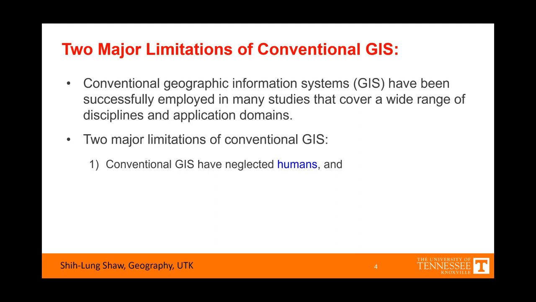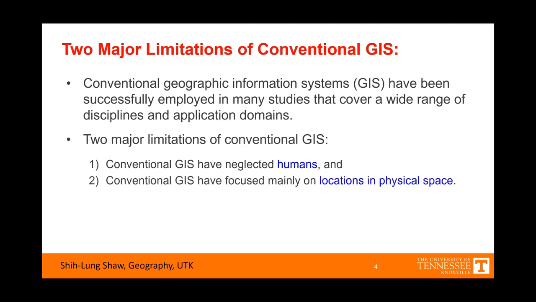It's very limited. But a lot of the major challenges we are facing, from climate change and sustainability to smart cities, we cannot forget about humans. That's the foundation of all these challenges. So how can we do better in terms of handling humans in GIS? That's one aspect I'm going to share some of my ideas on.